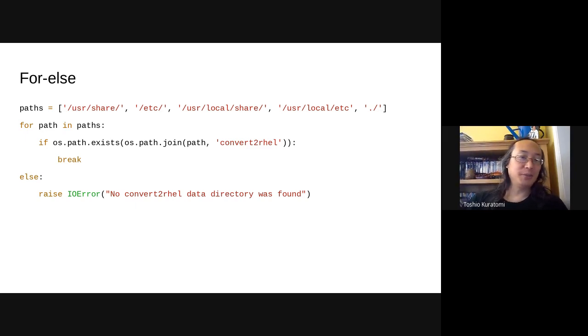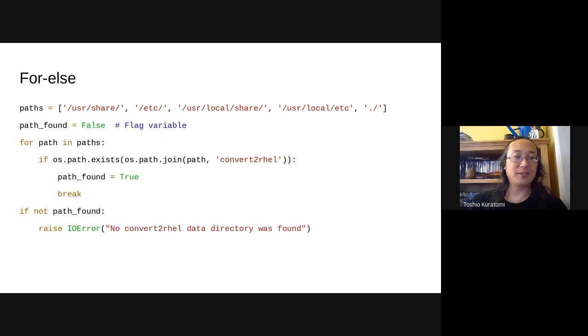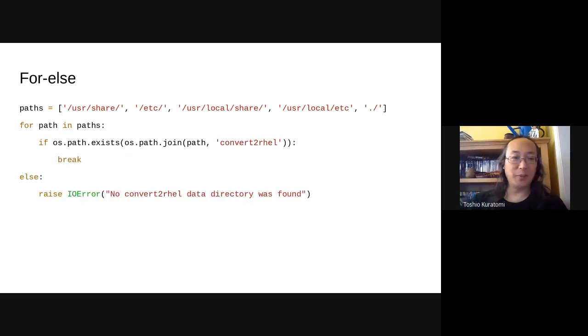So it's a simpler, more concise way to write the same thing as this. We don't have this extra flag variable that we have to hold on to. We can omit 2 lines and hopefully write something that's easier for people to understand if they understand what for else does.